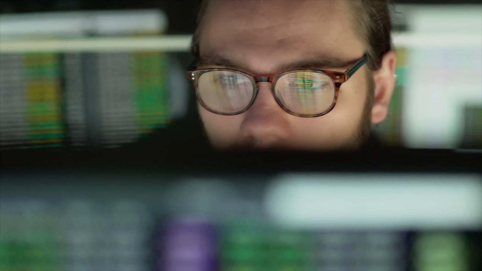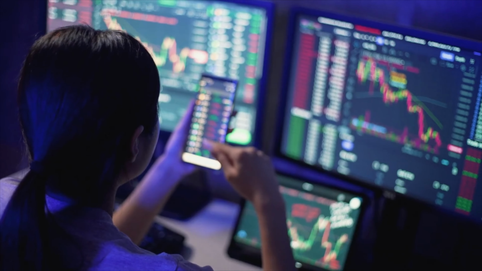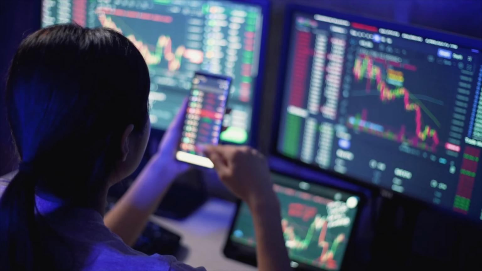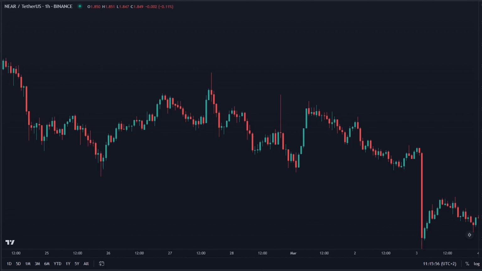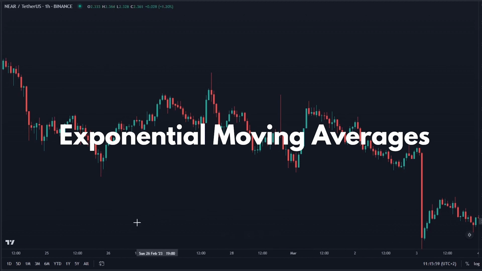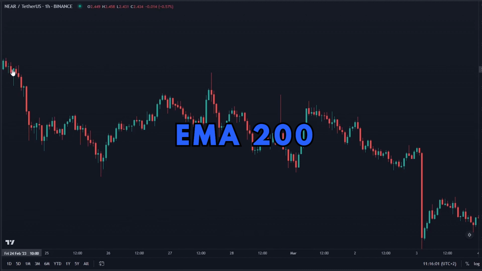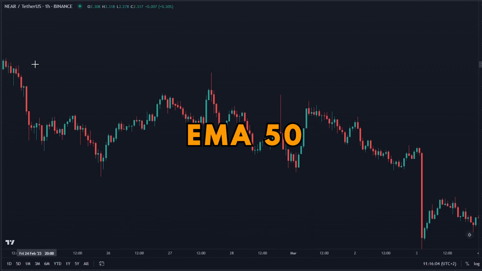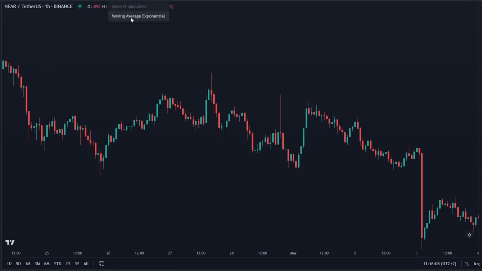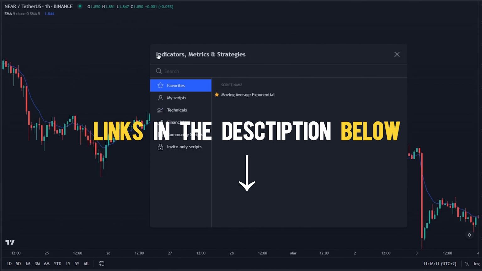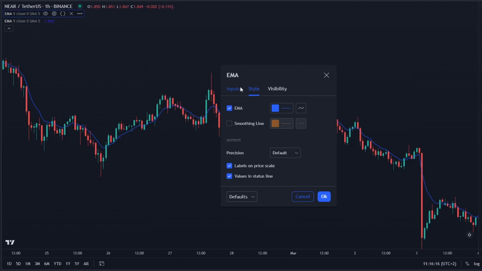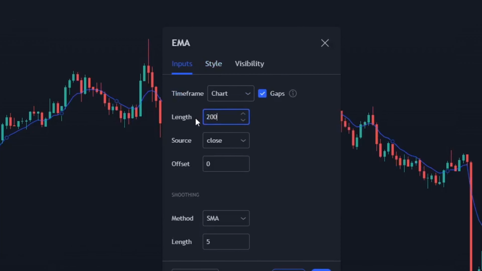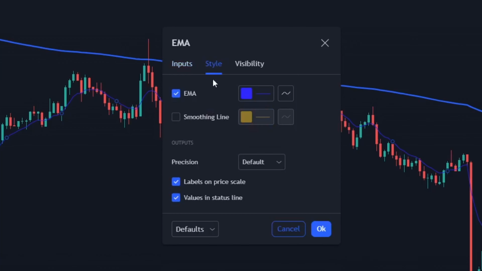Now that we have learned how to identify candlestick patterns, how can they help us identify good entry points? Candlestick patterns work best when combined with other technical tools. For the purpose of this video, we will combine them with exponential moving averages, specifically EMA 200 and EMA 50. We explained how to identify trends using exponential moving averages in our previous video. So, we will use EMA 200, the blue line, and EMA 50, the orange line.